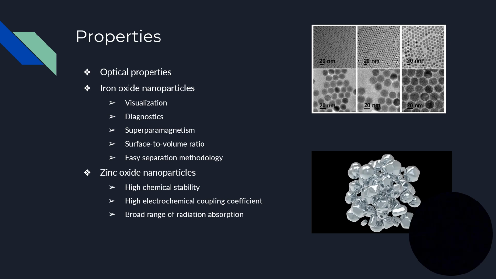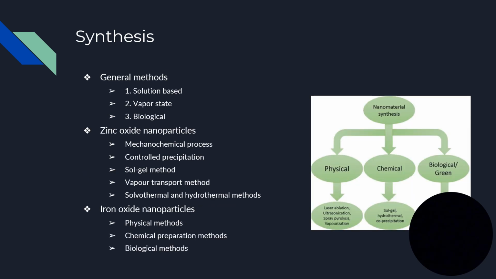So now we're going to move on to the synthesis of these compounds. I'm going to start off with the general methods that are used for synthesis of oxide nanoparticles, and then we're going to go into zinc and iron and how different those syntheses can be. Some of the general methods include solution-based, vapor state, and biological.